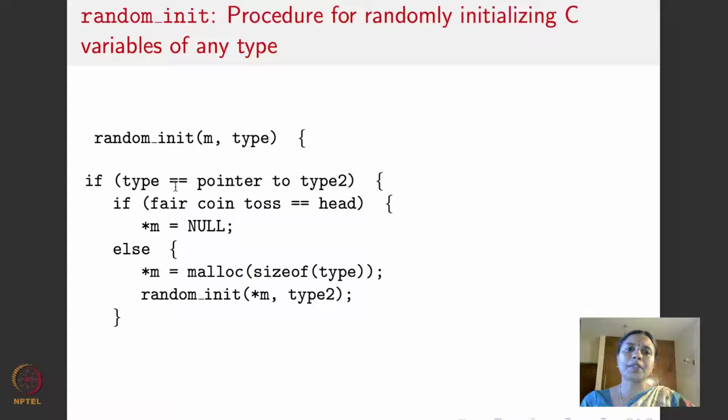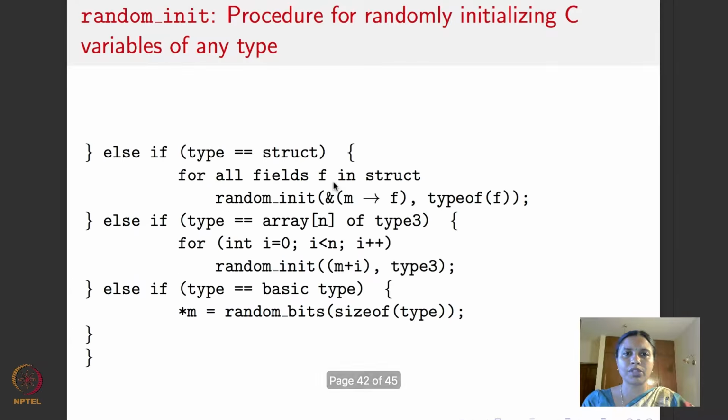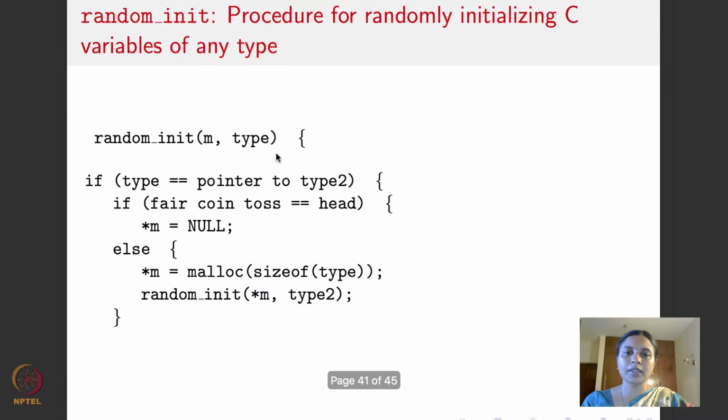If type is actually a pointer to type 2, then what you do is, this is basically a random number generator, you toss a fair coin, and if it turns out to be head, then you say it's null. Otherwise, you allot a chunk of memory of the size of type 2, whatever that size is, and you randomly initialize that memory to be something of this type 2. I hope this is clear. It's just the normal random initialization procedure. So this is a type which is a pointer to another type called type 2, and you randomly allot memory of this size and initialize it.